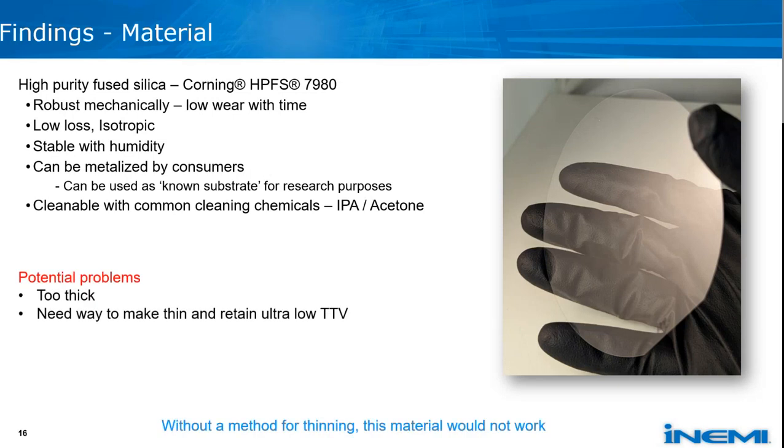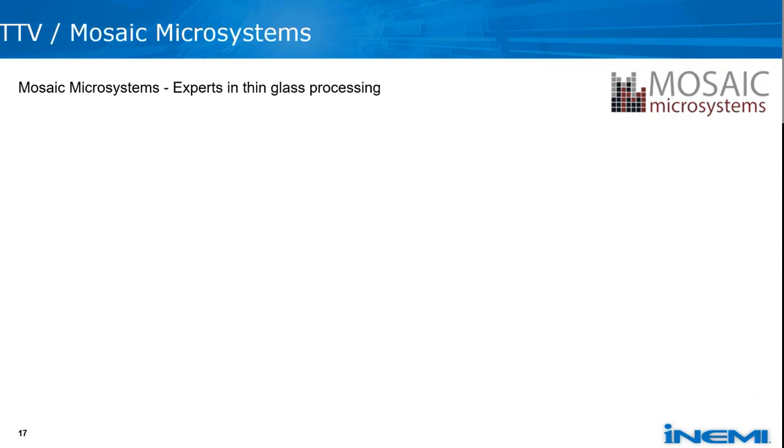There were some potential issues with this. One was that the samples that are available from Corning are too thick. So there was no opportunity to procure these samples directly in a way that they were of a dimension that was going to be usable across many of the tool sets. And so for this to be practical, we needed to find a way to make them thin while retaining that ultra low TTV. Basically, if we didn't find a method for doing this, this material was not going to work either. Fortunately, Mosaic Microsystems is also a participant in this effort, and they are experts in the thin glass processing space.